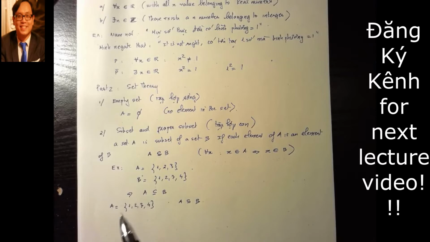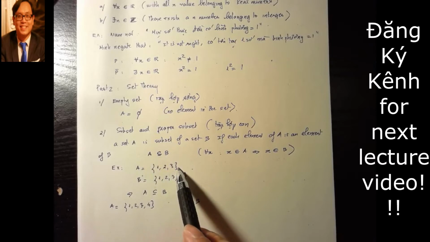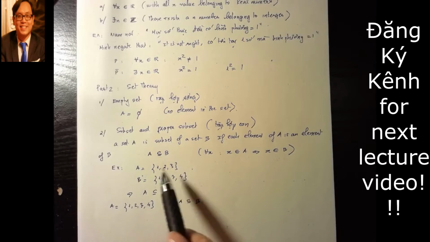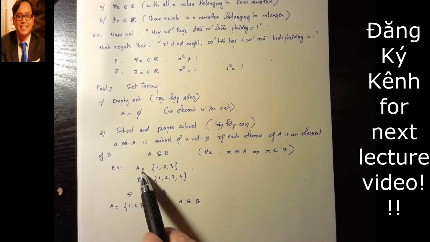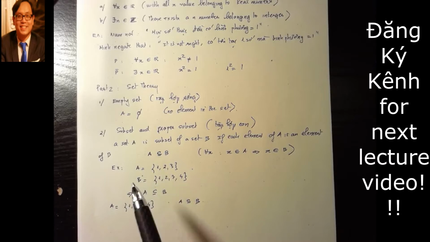And from the set A over here, we can have many other subsets of A. For example, the set containing one element is also a subset of A. Or the set containing element number 2 is also a subset of A.